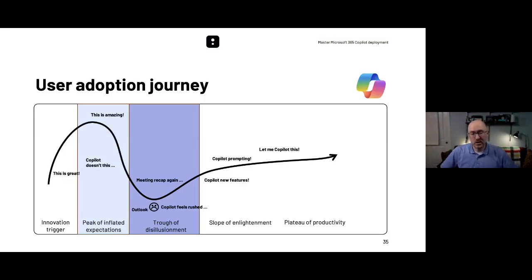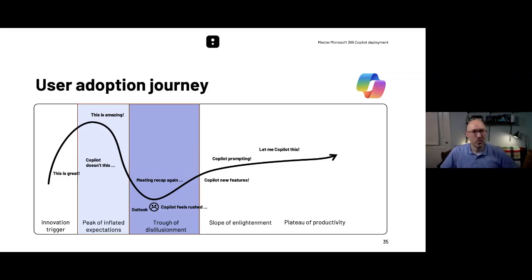So I just mentioned the adoption journey. This is actually based off of some research that Microsoft did with Gartner. This is the Gartner Hype user adoption journey. And when you take a look at this, in the very beginning, people are really excited. I have this thing. It can summarize all my emails and auto draft responses. It saves me so much time in Teams meetings. And then after a while, people are going to start to say, oh man, we're recapping the meeting again. Oh, this doesn't work in Outlook like I thought it would.